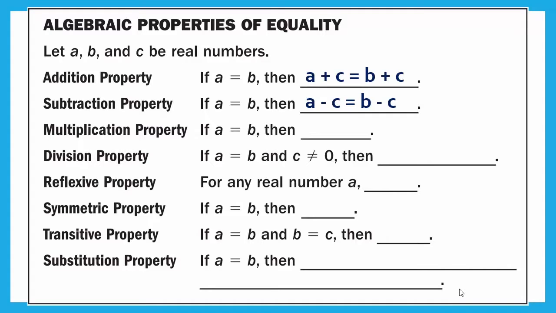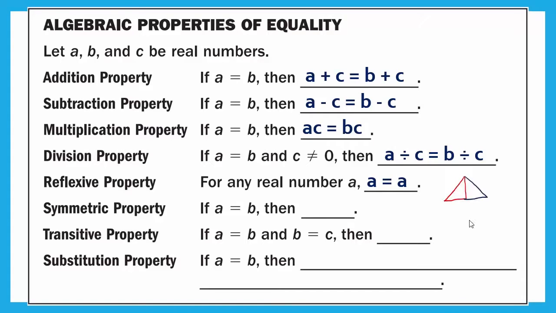Multiplication property, if A is equal to B, then AC is equal to BC, so whatever I multiply to A, I need to multiply to B as well in order to balance out the equation. Division property, if A is equal to B and C is not equal to 0, then whatever I divide A by, I need to divide B by, so A divided by C is equal to B divided by C. Reflexive property, for any real number A, A is equal to A.